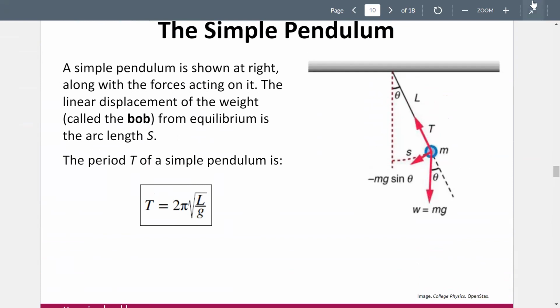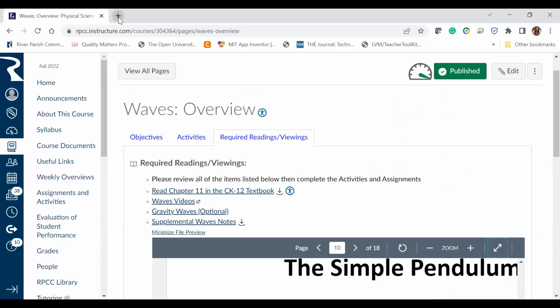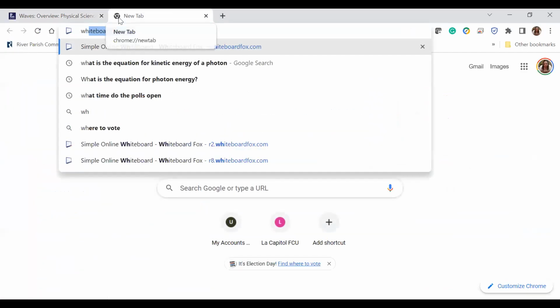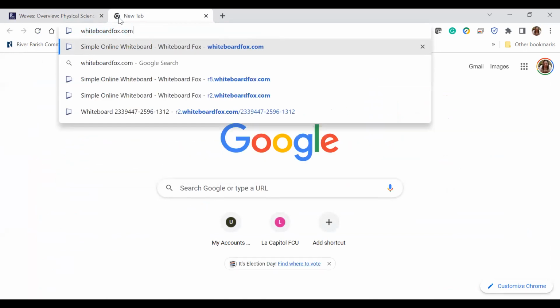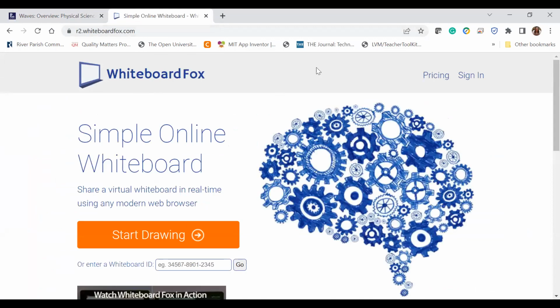So we can see, let me minimize this. I'm going to open up a whiteboard, okay? And let me stop share, and I'm going to share again. I'm going to share the whiteboard.